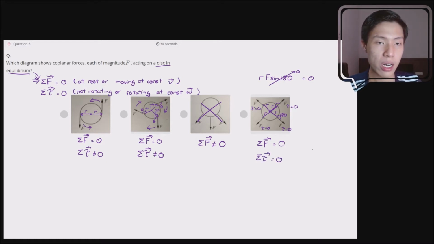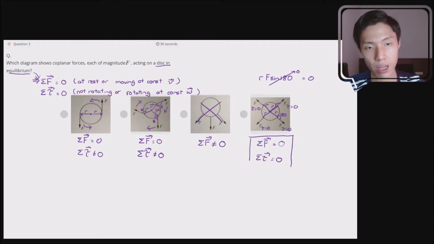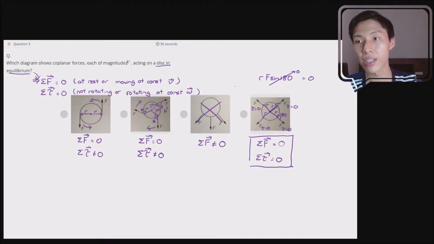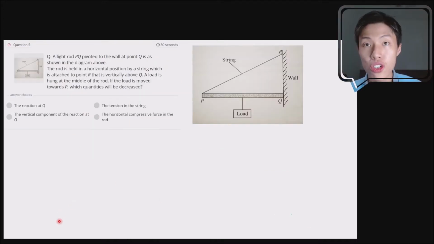Okay. So with that said, we know that this is the only setup that has sum of force equal to 0 and sum of torque equal to 0. And this fulfills the criteria of this being in equilibrium. That's why our answer will be the fourth diagram over here. Okay, so that's how you solve question 3. Next question. Question 3.